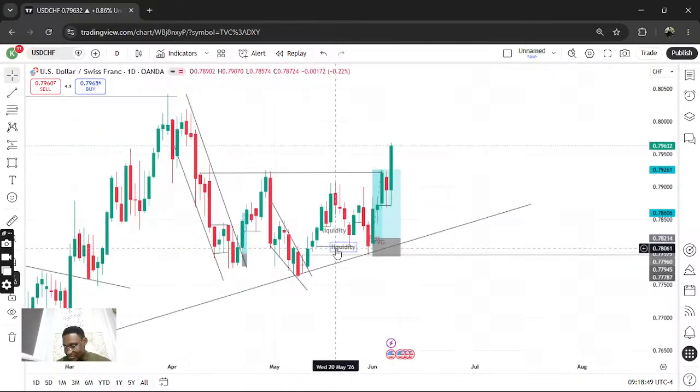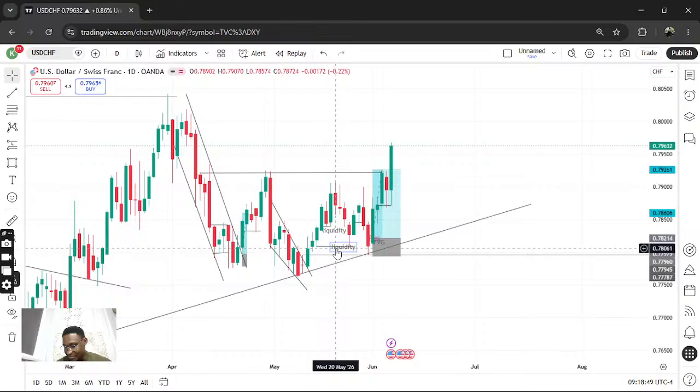Let me expand a little bit what we have here. Now, looking at this particular point, you can see this is a falling wedge. First of all, this is a falling wedge, and within this falling wedge, this particular bearish candle was formed.